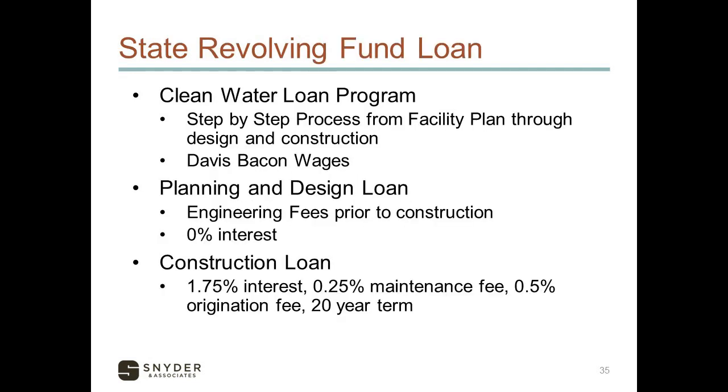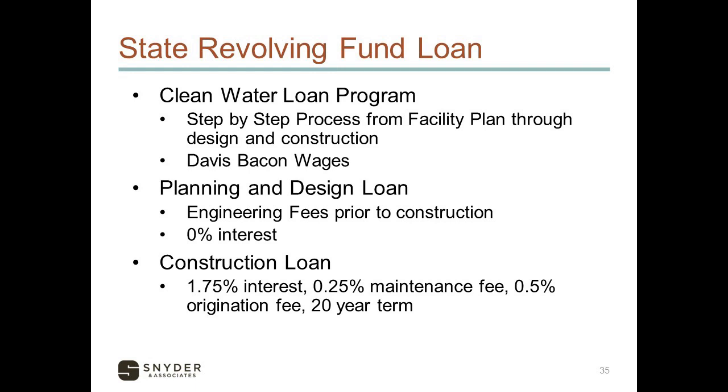State Revolving Fund offers 20-year loans through the Clean Water Program. There is a step-by-step process that you go through with an engineer all the way from the facility plan through design and construction. It does require Davis-Bacon wages. There's planning and design loans available to just pay engineering fees for activities done prior to construction, and those loans are at 0% interest until they are combined with the construction loan at the end of the project. And then, of course, they have interest at that time.